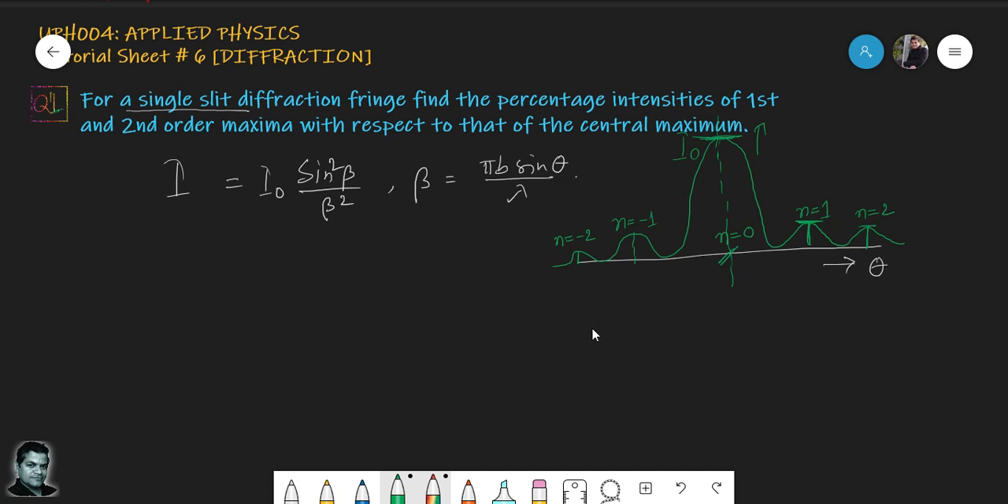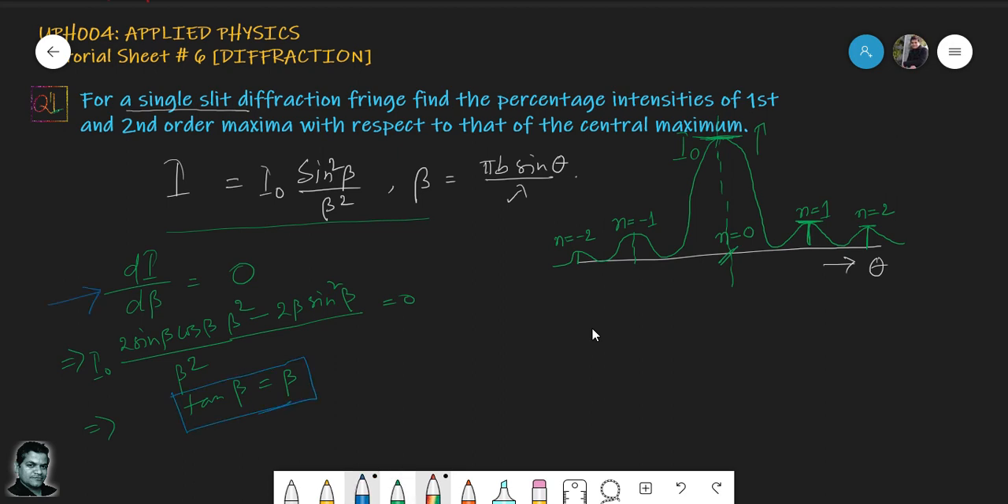So what is then the percentage of the intensity at the second maxima with respect to the central maxima? To do that, first you have to find out the positions where you have maxima. How to do that? You take the derivative of the intensity with respect to beta and equate that to 0 to find out the maxima. When you do this, you get tan beta is equal to beta. So this becomes a condition for finding the values for which you will get the maxima.